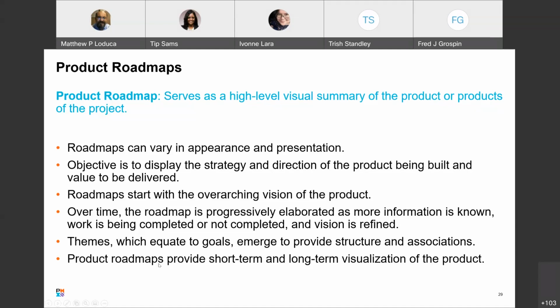Hey, our product is building a colony on Mars. It's 20 years away or 10 years away or whatever. So that's a roadmap. I think everybody's familiar with the concept of a roadmap. Anybody have any questions about roadmaps?